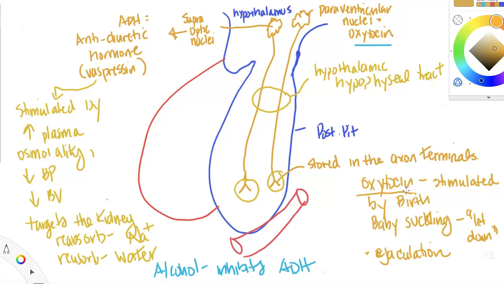All right, so that's oxytocin and ADH. So the next video we'll talk about the anterior pituitary and the hormones coming out of that.